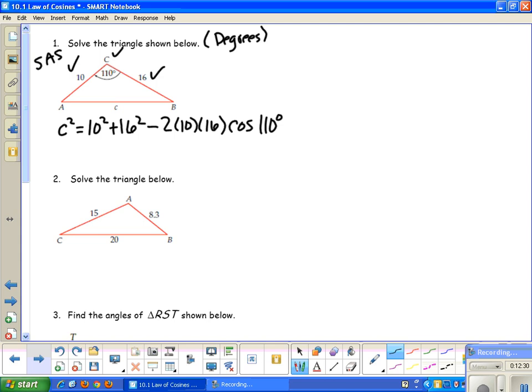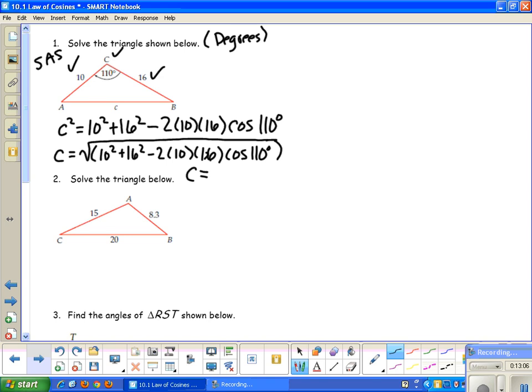So again, make sure your calculator is in degrees, and then I'm going to plug all of this into my calculator, and then to solve for C, you have to do the square root of all of that. So really, I'm doing the square root of 10 squared plus 16 squared minus 2 times 10 times 16 times the cosine of 110 degrees. I would do everything and then take the square root of the answer in your calculator, and we're going to round to the nearest tenth. So don't round your answers until the very end. If you do this in your calculator, you should end up with a C value being equal to 21.6.